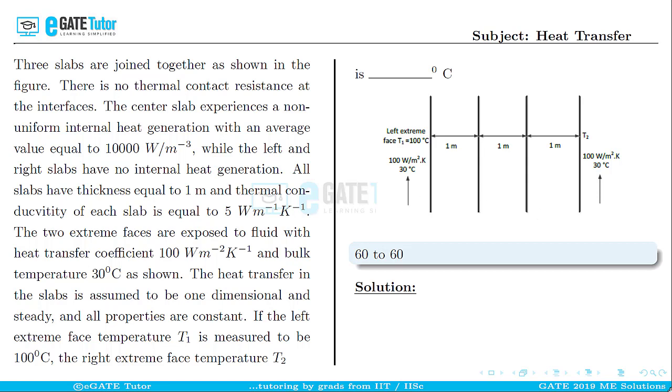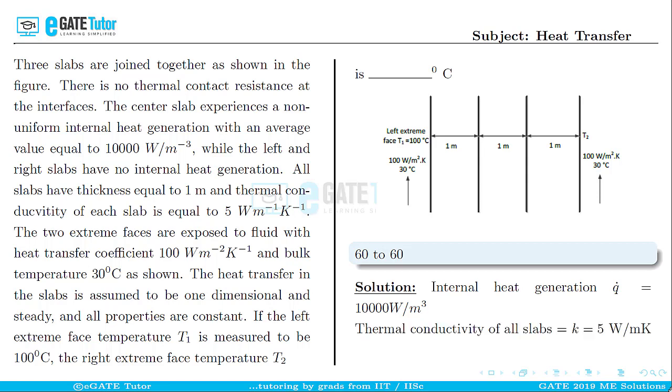The first given value is the internal heat generation, Q dot is equal to 10,000 watt per meter cube. Thermal conductivity of all slabs is given as K is equal to 5 watt per meter Kelvin. Heat transfer coefficient at the two extreme faces is also given as h is equal to 100 watt per meter square Kelvin.